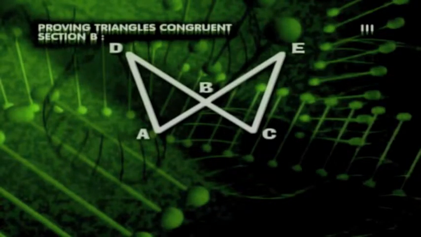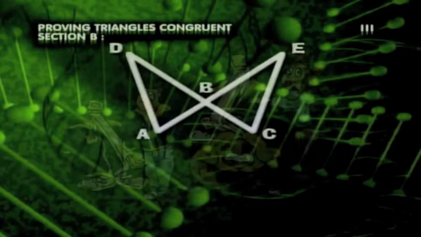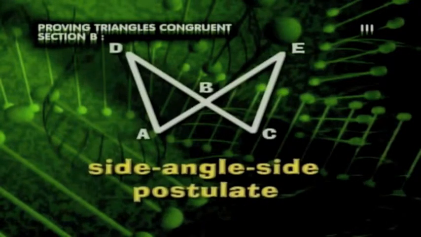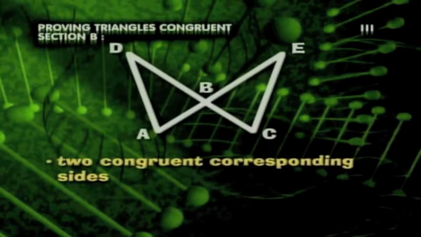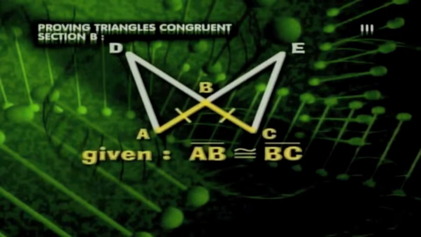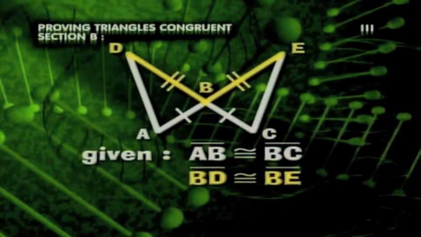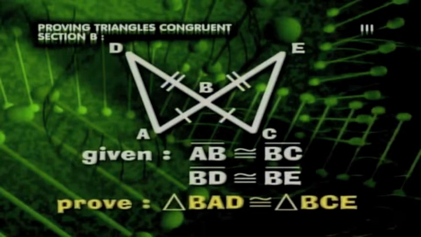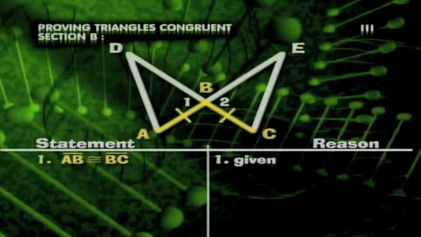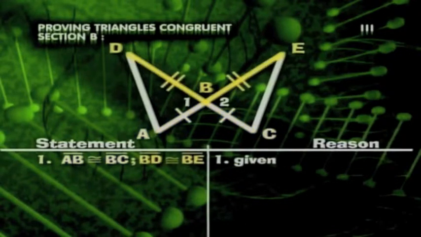Here we have 2 triangles that resemble the last pair. In fact, they went to high school together and ran in the same social circles. We'll use the side angle side postulate to prove they're congruent. What we need to do is prove that they have 2 congruent corresponding sides and 1 congruent angle in between. Given that AB is congruent to BC and BD is congruent to BE, we'll show that triangles BAD and BCE are congruent. Let's get started by stating our given information.